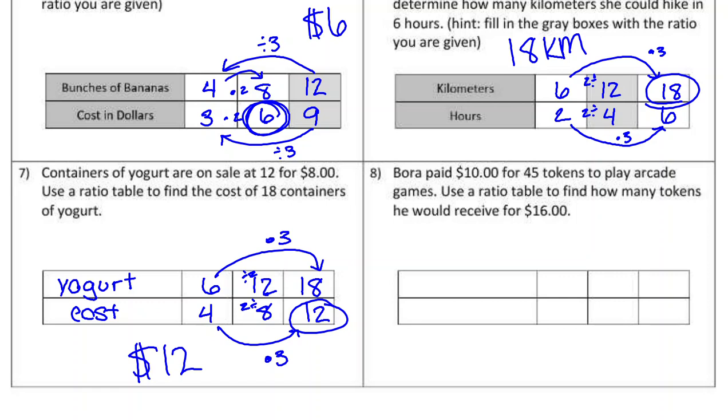Bora paid $10 for 45 tokens to play an arcade game. Use the ratio table to find how many tokens he would receive for $16. So this is tokens to cost. It's 10 to 45. Oops, backwards. Because the tokens was 45 to $10. And I want to get to $16. So I want you to try this one all by yourself.